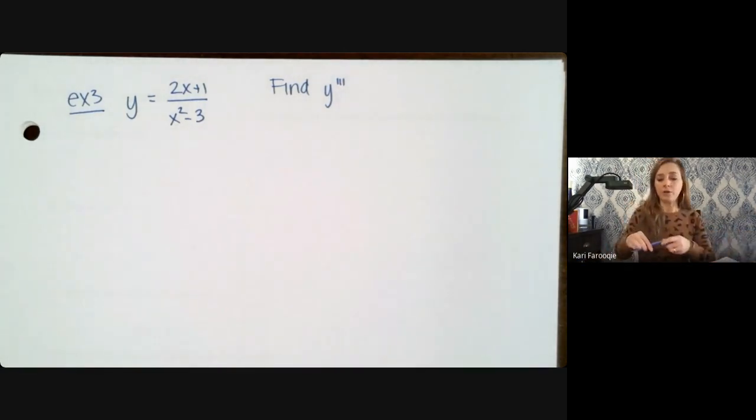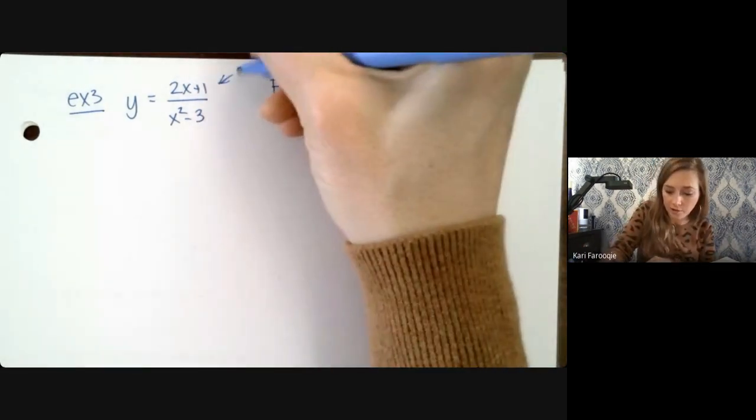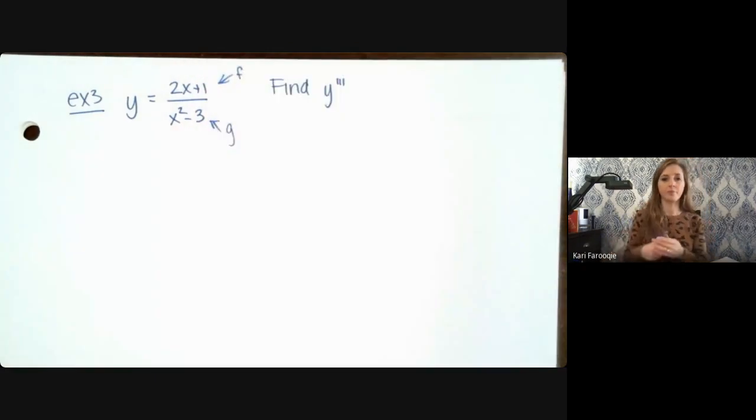Okay. We need the quotient rule. Clearly, there's no other way to go about this. So I'm going to label this F and G.